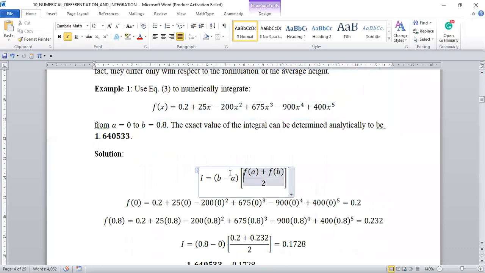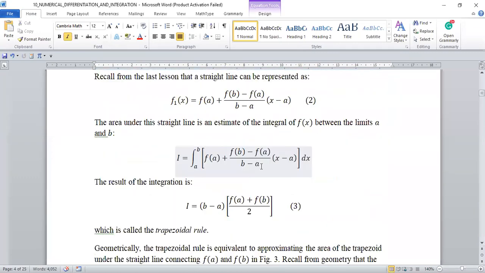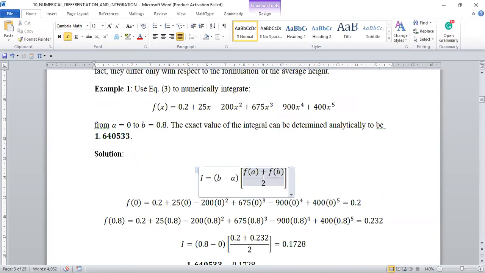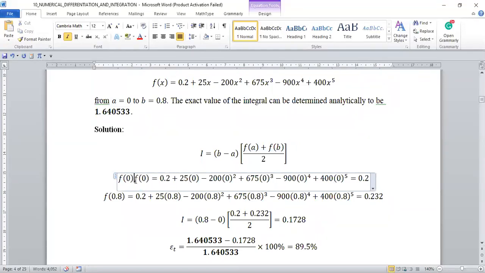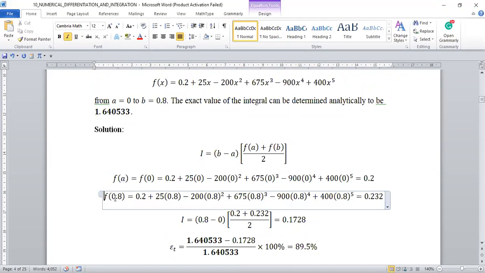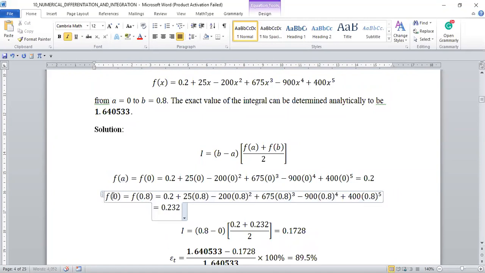In order to perform numerical integration using the trapezoidal rule, we have this function. We already know a, which is 0, and b, which is 0.8. So we just need to calculate f of a and f of b. f of a is simply f of 0, and f of 0.8 is simply f of b. So we simply calculate f of a and f of b.